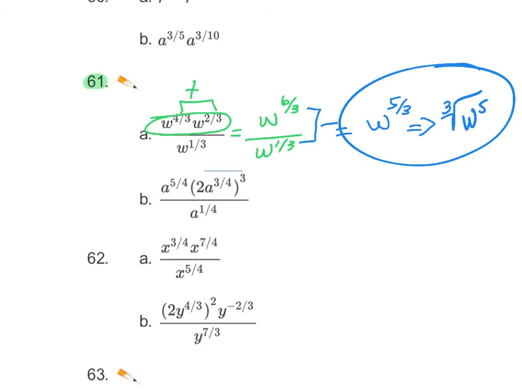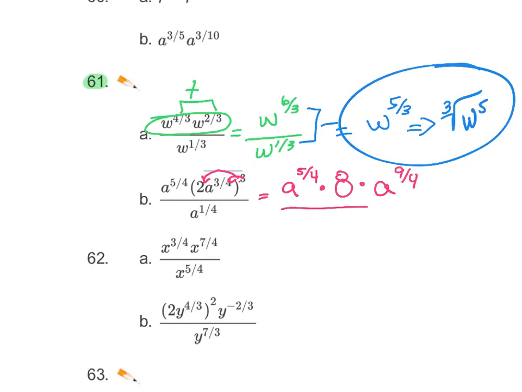This is not nearly as difficult as it appears. You just have to take your time and work in steps. Like, let's do the numerator first. This 3 goes to both terms inside of the parentheses. So I have a to the 5 over 4 times, well, 2 to the 3rd power is 8 times a. When I multiply 3/4 times 3, what do I get? 9/4.